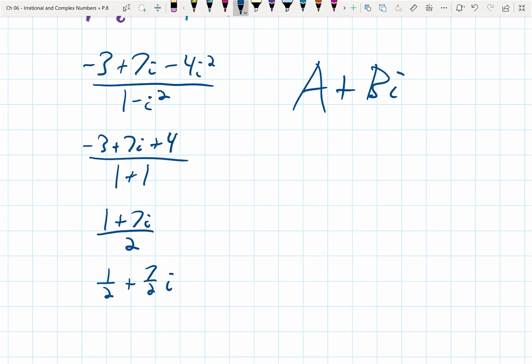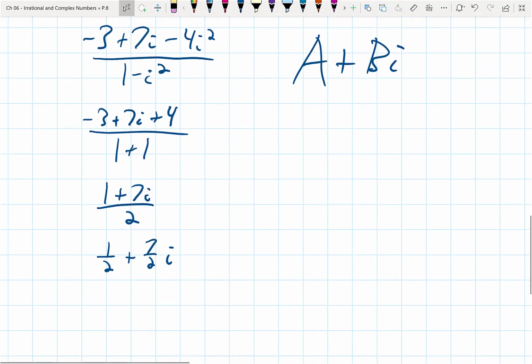Yes? Well, I can't multiply by 2 because that would change the whole value of the fraction. I'm not solving for anything. I'm simplifying. That's like saying I have 3 over 2. Why don't I just multiply that by 2 and make it 3? Well, then you change it.